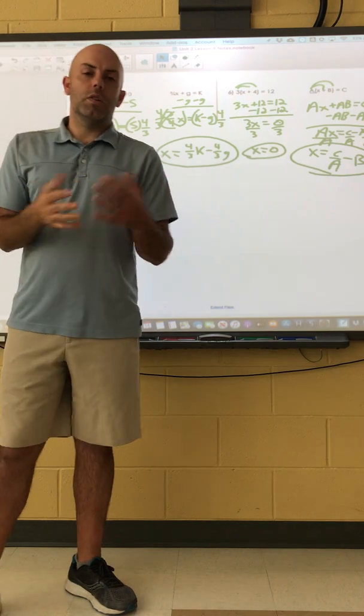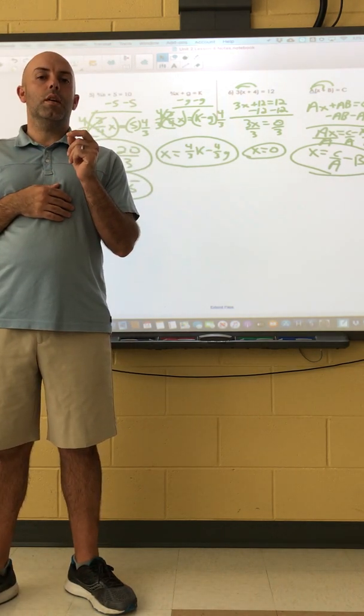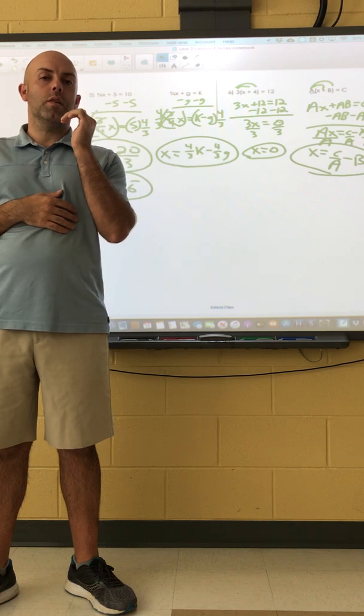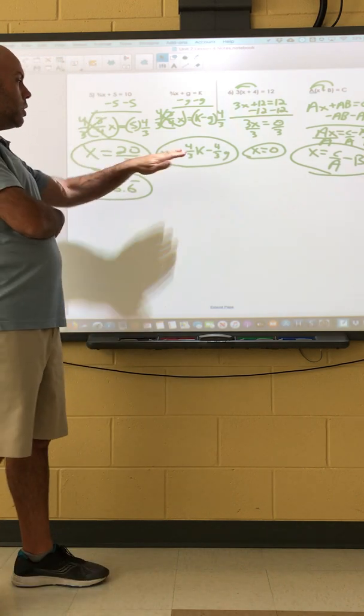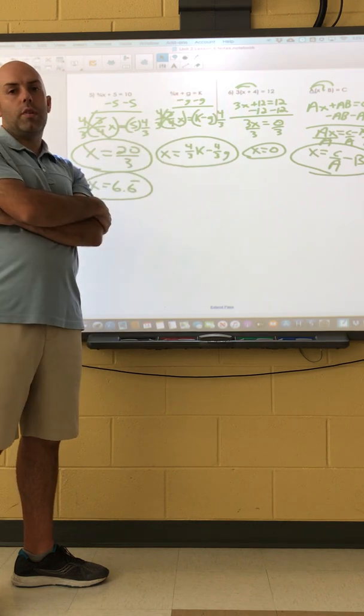Okay, so we solved here multi-step literal equations. Literal equation meaning it has more than one variable. Be comfortable with getting an answer that has more than one variable because our problem had more than one variable.